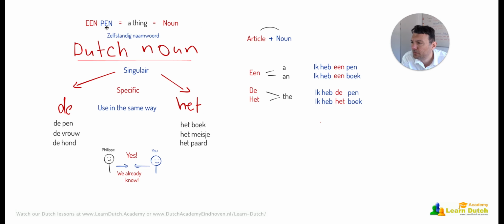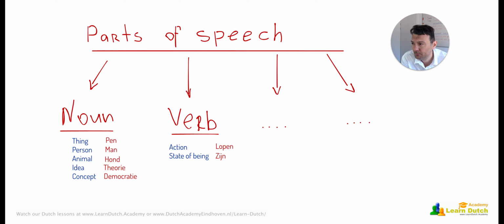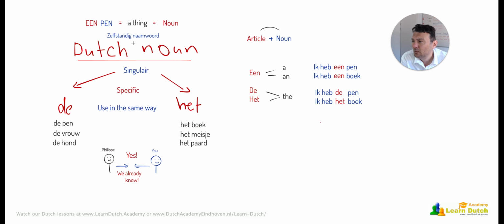So what is een pen? Een pen is a thing. We call it a noun. What is a noun? All words are divided into different groups. We call them parts of speech. A noun is one of them, just a group of words. But what is a noun? A noun is a replacement for a thing, like een pen, a person, like een man, an animal, like een hond, an idea, like theorie, or a concept, like democratie. Of course, we have many other different parts of speech. So, een pen is a noun. It is a thing. All Dutch nouns are divided into de words and het words.